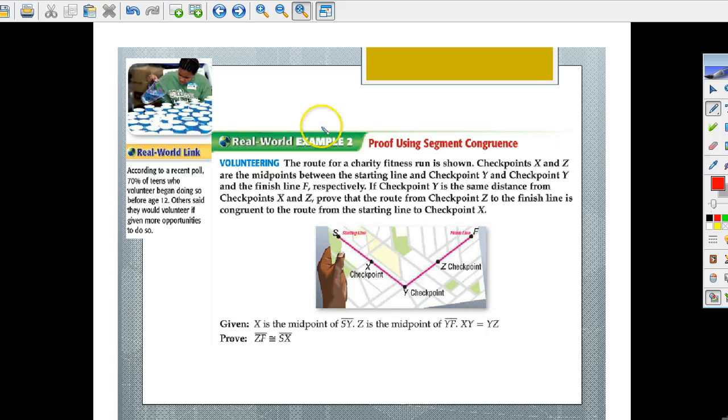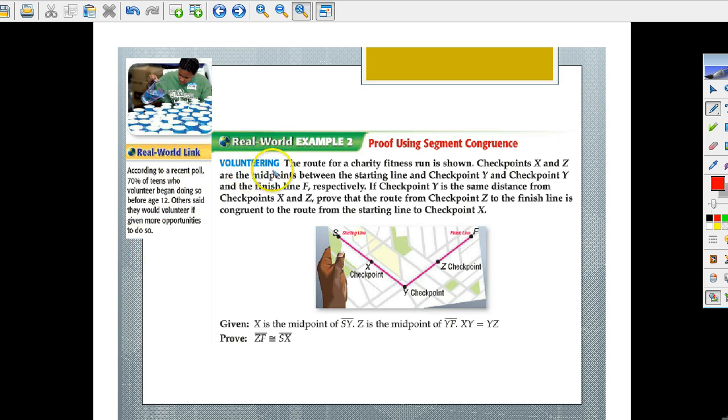Alright, proof using segment congruence. Volunteering. According to a recent poll, 70% of teens who volunteer began doing so before age 12. Good for you guys, teenagers. Others said they would volunteer if given more opportunities to do so. So we just need to give you a chance, huh?